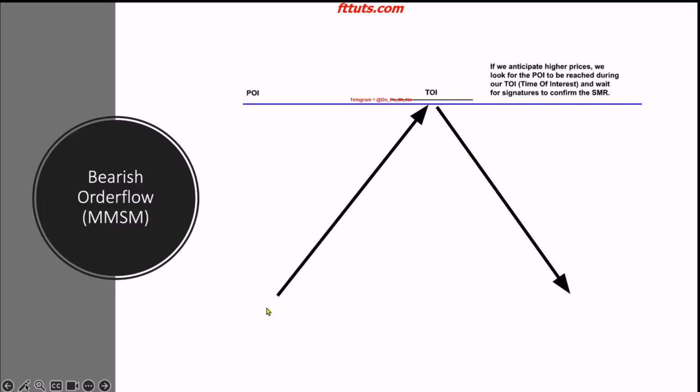So here's the bearish order flow example, the market maker sell model. As you can see, repricing higher occurs, buy side delivery into our point of interest during our time of interest. Boom, market reverses and it delivers lower, offering sell side delivery. Again, we're going to focus on what this blue line specifically is during this lecture.